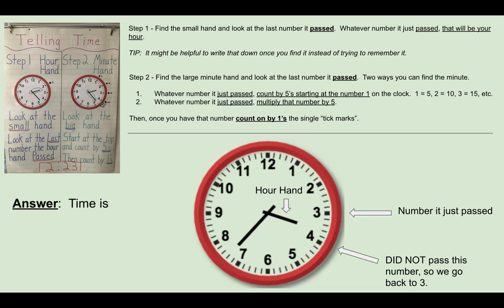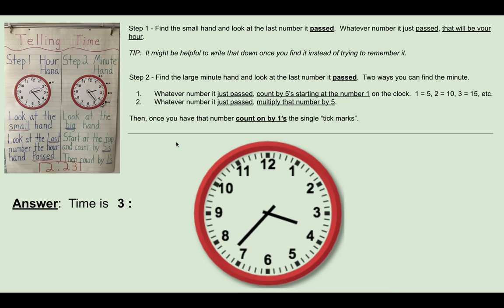And remember our tip? Once we figure out the hour, we're going to write it down. So our time is, we know it's going to be 3 something. We don't know the minute yet, but we know the hour is going to be 3. It's very important we write this down so we don't forget it. All right, once we figure out the hour, we need to figure out the minute. So we have to identify the minute hand.